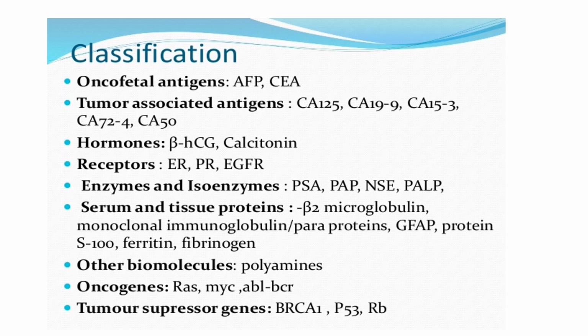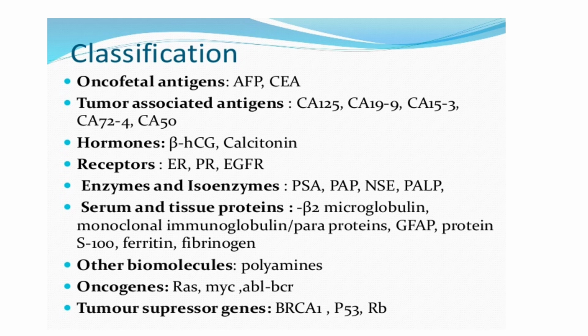The PSA is the marker for prostate cancer, and the PAP is again for prostate, and NSE is again for the neuroendocrine marker, and the PLAP is again for placental tumors. Serum and tissue proteins like beta-2 microglobulins also play an important role in certain tumors.